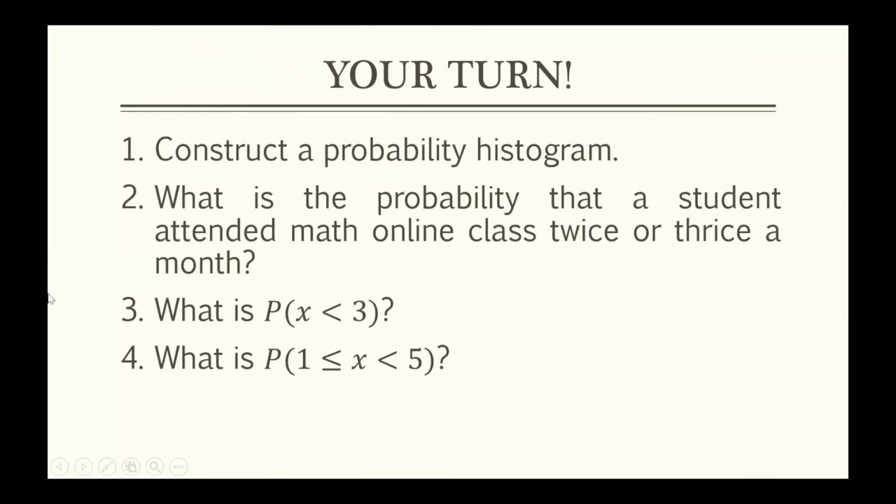The question, or what you're going to do, is to construct a probability histogram. Number 2, what is the probability that a student attended math online class twice or thrice a month? Number 3, what is the probability of X less than 3? And number 4, what is the probability of 1 less than or equal to x less than 5?